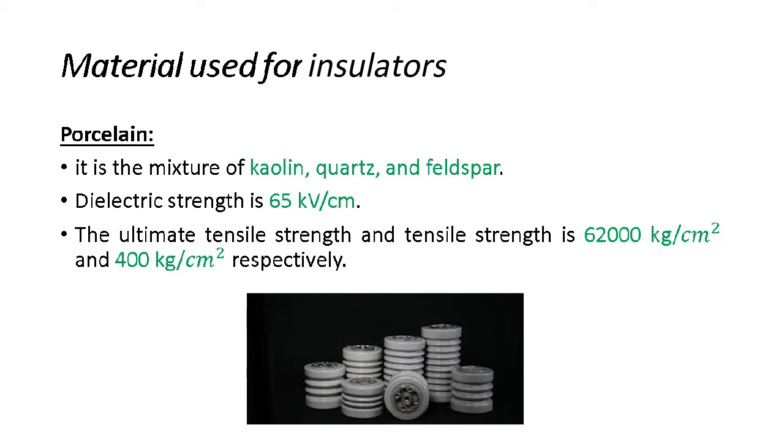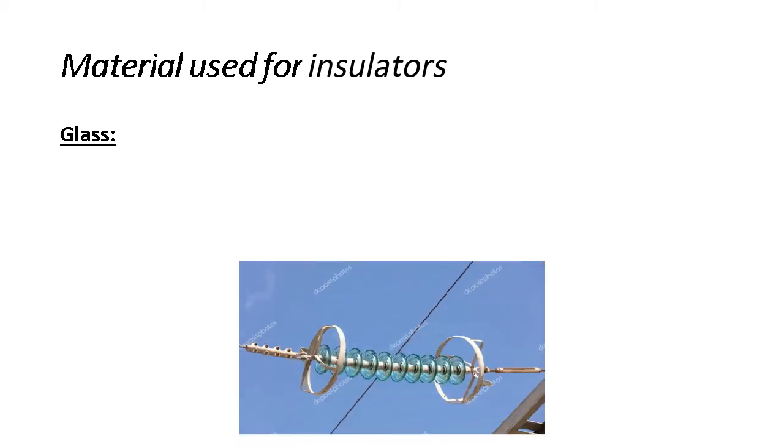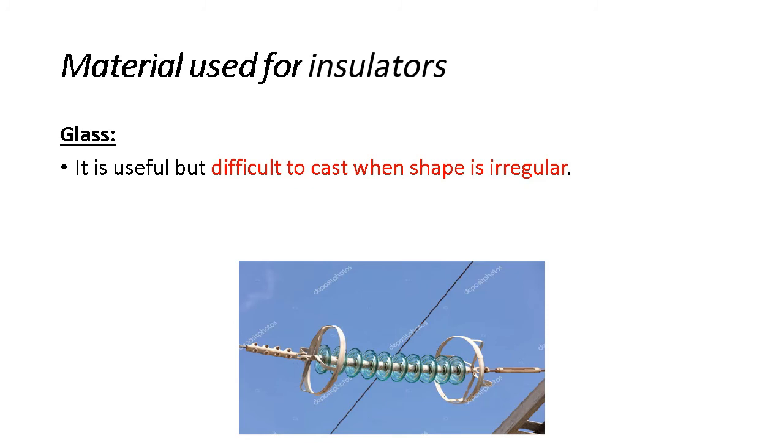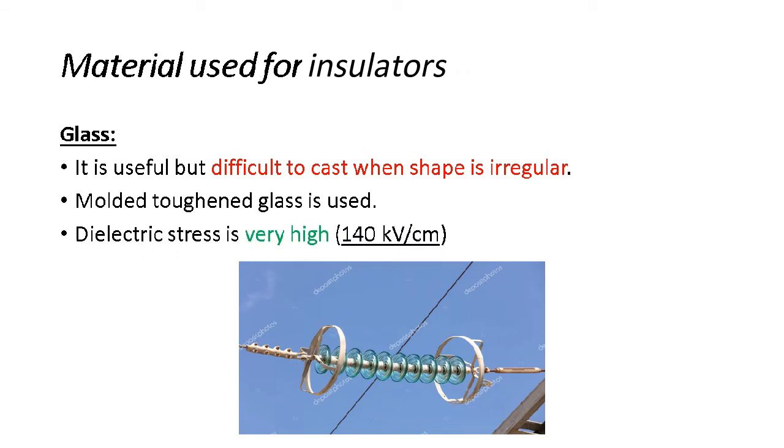Okay, the second material that we are going to discuss is glass. So glass can also be used for making the insulator, but the only negative point, we can say the limitation, is that it is difficult to cast when the shape is irregular. Okay, so a molded toughened glass is generally used. Its dielectric strength is somewhere around 140 kilovolt per centimeter, and if we compare this dielectric strength of glass with porcelain, obviously this is very high.